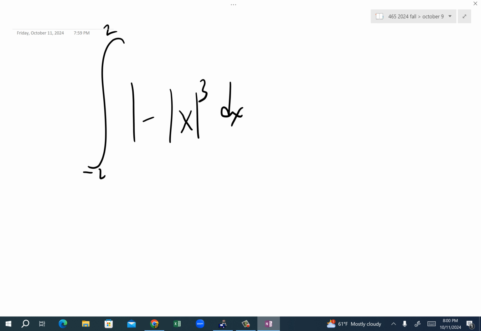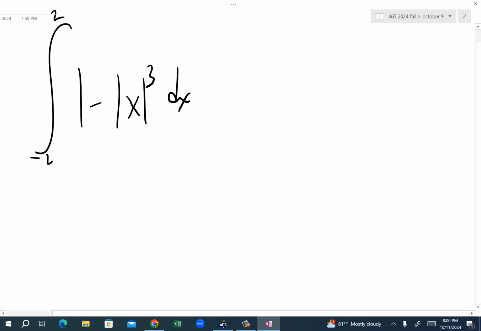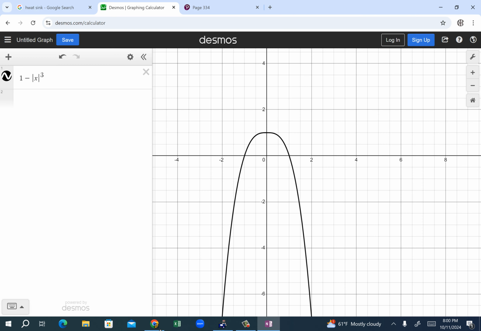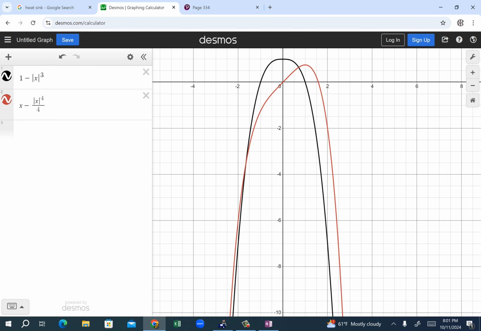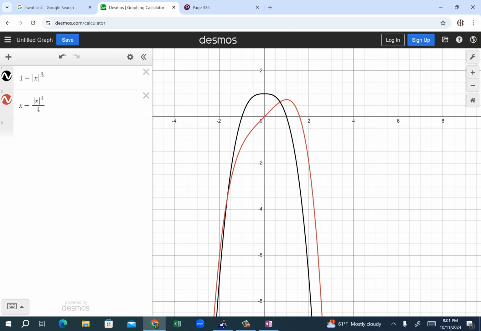Good question. So when we do these absolute value functions, you're like, oh, I bet it's going to be 1 minus absolute value of x to the 4th over 4, like that, right? I bet that's going to be x, because it has to be x. Let's see if that makes sense to us here, shall we? Let's do x minus the absolute value of x to the 4, divided by 4. You're like, that looks weird. Sure does.